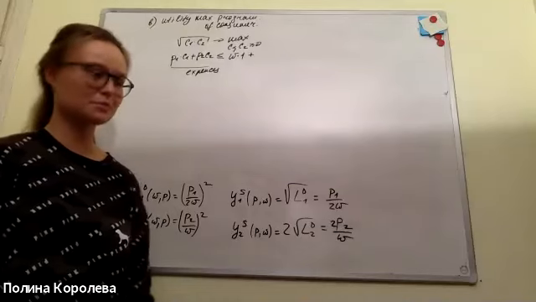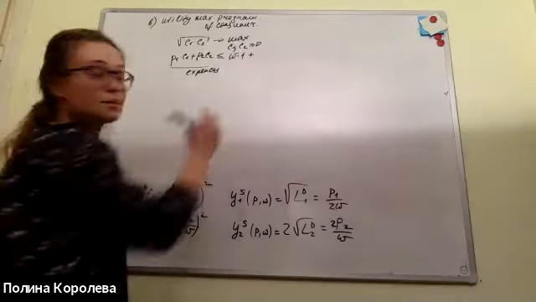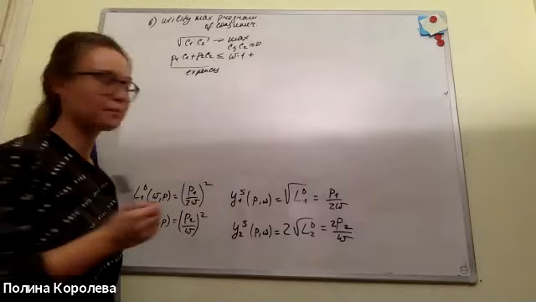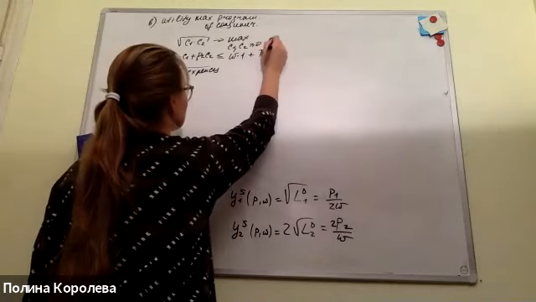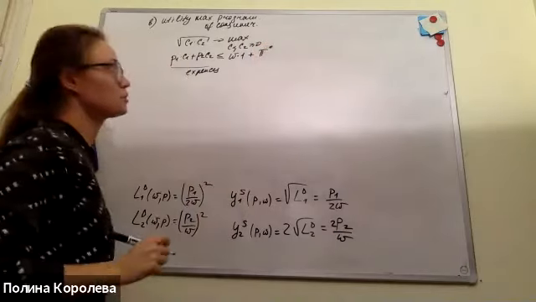Who is the owner of the firm? He is also the owner. Yes, he is also the owner of the firm. So here plus the profit of this firm. Labor and profit of the firm.